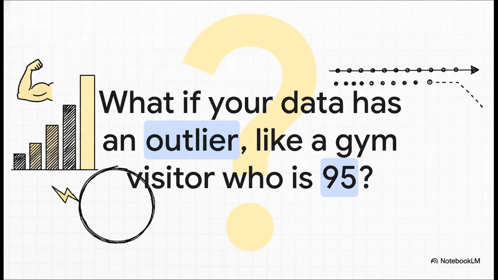But here's a question for you. What happens when your data has a curveball, an outlier? Imagine this. Most of your gym goers are, say, between 20 and 50, but then you've got one person who's 95. Whoa, that one number can totally skew the mean, the average, and make it seem like your typical gym member is way older than they really are. And that's exactly why the median is so awesome. It just ignores that one extreme value and gives you a much truer picture of the actual middle.